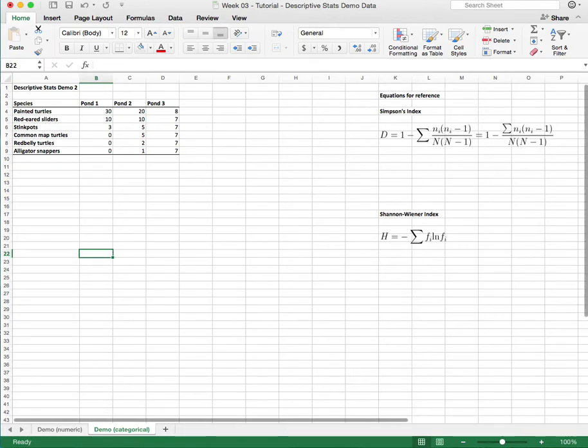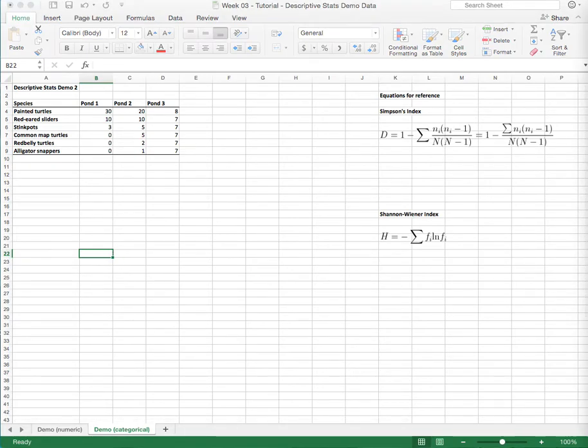In this case, these are simply some made-up data, imagining that we have 3 different ponds, and we went out into those ponds and we counted up the number of turtles that we pulled out from the ponds. So here you have the species of turtles: painted turtles, red-eared sliders, stinkpots, common map turtles, red-bellied turtles, and alligator snapping turtles. And because this is a made-up data set, I was able to keep the numbers the same.